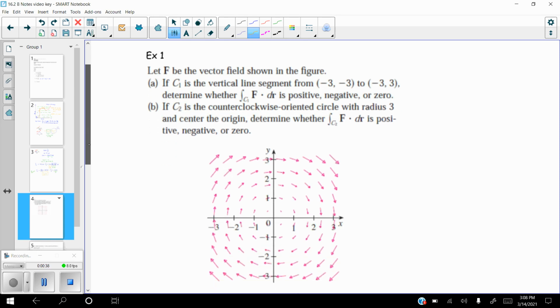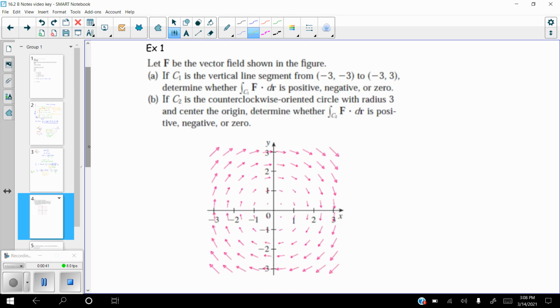Okay, so now we're going to look at example 1. Let F be the vector field shown in the figure below. If C1 is a vertical line segment from (-3, -3) to (-3, 3), determine whether the line integral of F dot dr is positive, negative, or 0. The first thing we should probably do is draw that line segment. Let's sketch it in there. From (-3, -3), down here in this corner, to (-3, 3). So it's basically this vertical line which goes straight up to there. That's our vertical line segment.